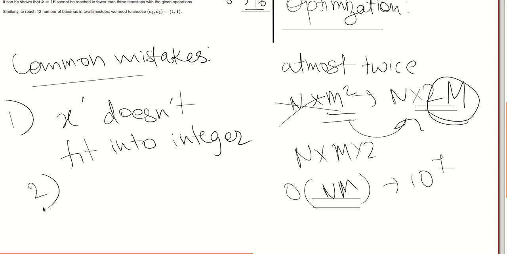The second mistake is that when we add, we have to check if that value is less than m, because values greater than m don't matter for us. We have to only check for up to m. So when we add something to k, we have to check that the new k is less than m. If it is greater than m, then we don't need to bother about it. So that is another common mistake.